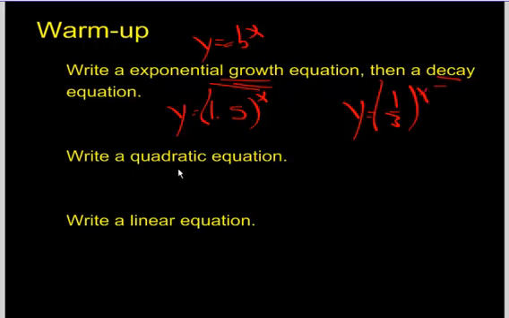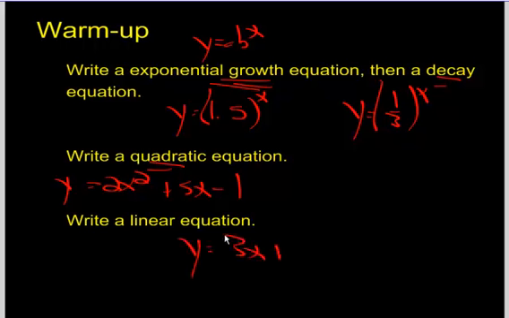Quadratic, remember that means we need anything with x squared, so we could do y equals 2x squared plus 5x minus 1, that would be fine. And linear, y equals 3x plus 1. So key here is we need x to the first power. Here I need x squared. And growth and decay we covered.